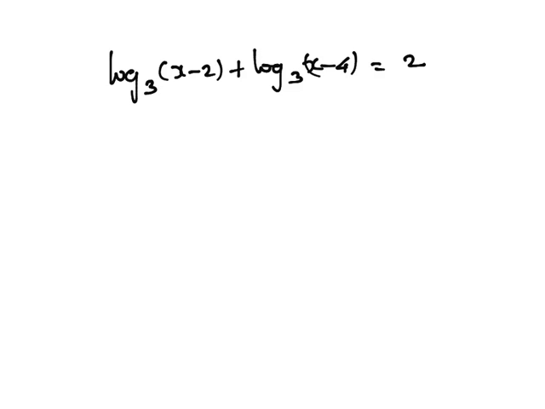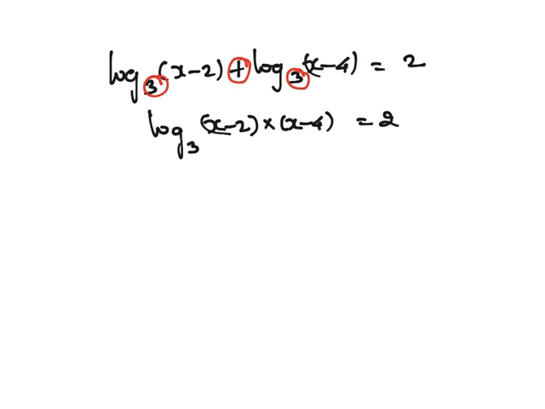Okay, let us look at this problem. Log of (x minus 2) to the base 3 plus log of (x minus 4) to the base 3 equal to 2. As you can see, the bases are same and there is an addition sign in between, so I can use the product rule. So I can write it as log of (x minus 2) multiplied with (x minus 4) to the base 3 equal to 2. Now I can write it in exponential form.